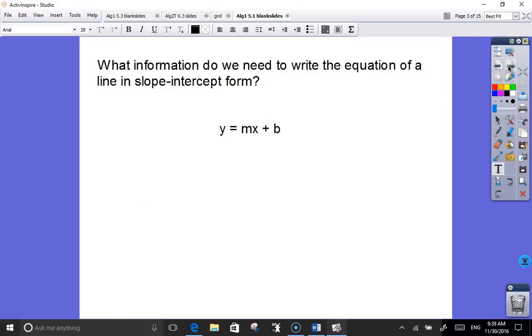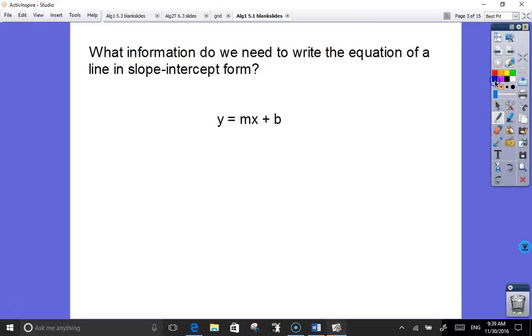So what information do we need to write an equation in slope-intercept form? You need the slope and you need the y-intercept, right? Again, what does it mean, the y-intercept? Where does it cross the y-axis, right? And the slope is the rise over the run. How far is it going up and down as it goes from left to right?